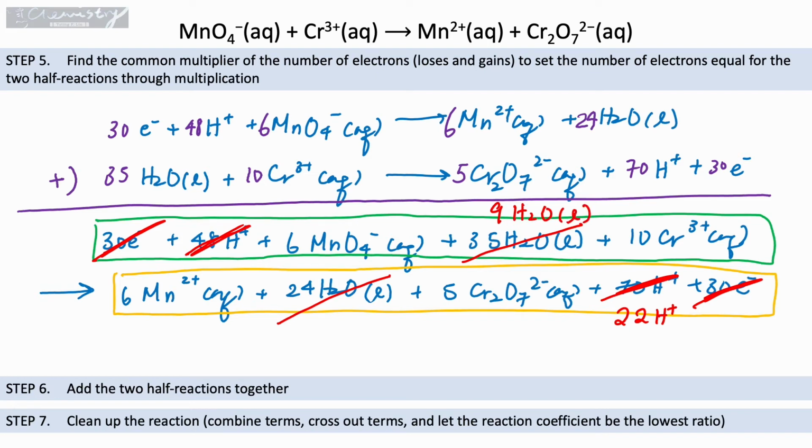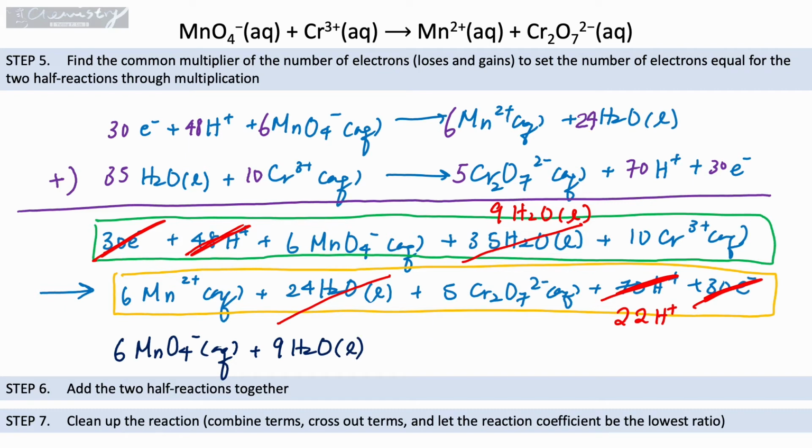With that said, we can now write our final answer because we are done crossing out the terms. So it's going to be 6 manganate ion plus 9 water. And the 9 water came from 35 minus 24. You can think about 35 as 9 plus 24. The 24 cancels out with the 1 on the product and the 9 is left.